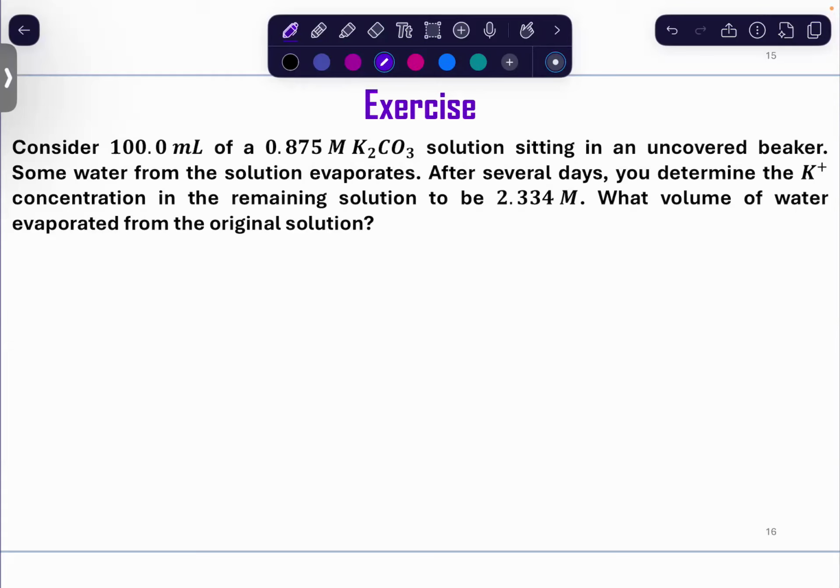Let's go through our list of knowns that are going to help us first. We know that our initial volume is 100 milliliters. Our initial concentration, and this molarity is the concentration of the compound we put in. Now we're going to use a different symbol for concentration of potassium ions.